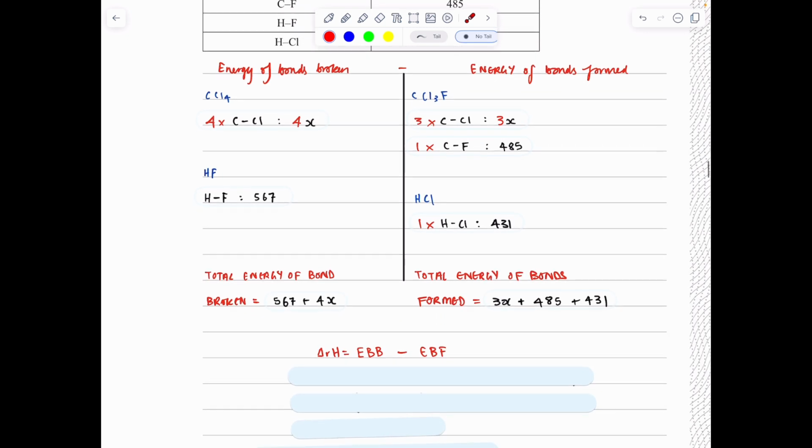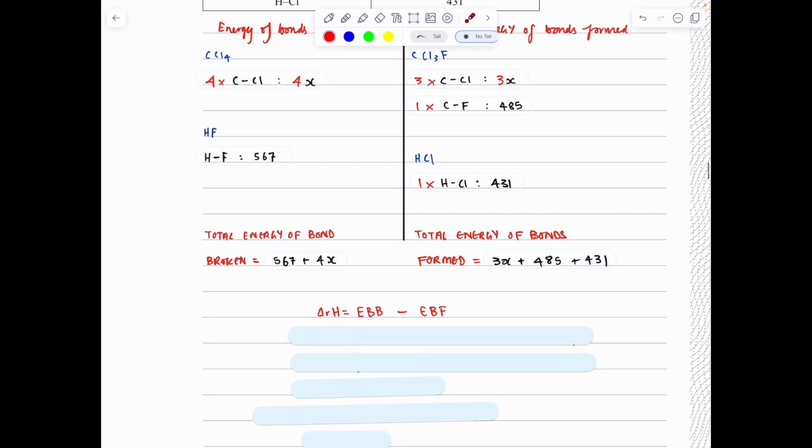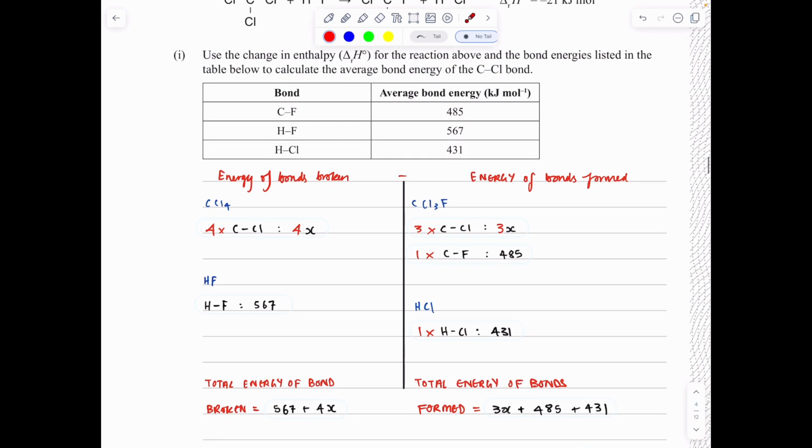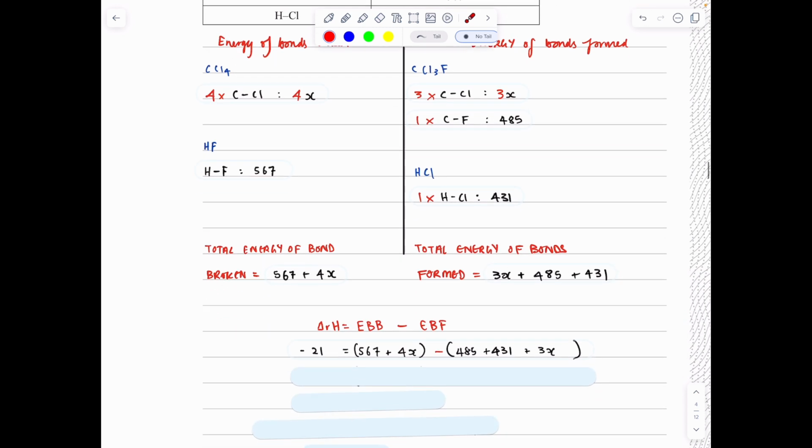So the equation we want to plug it into is the bond enthalpy equals energy of the bonds broken minus the energy of the bonds formed over here. Okay, so let's substitute everything that we know in. The bond enthalpy is given to us already in the reaction up above. It's negative 21 kilojoules per mole, which is what I've substituted over here. And then for the energy of the bonds broken, I plug in this expression down here, pop it in some brackets so I don't get them mixed up, minus the total energy of the bonds formed, which I've gotten from here.